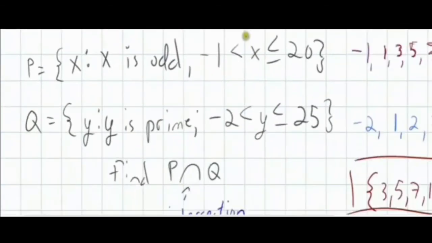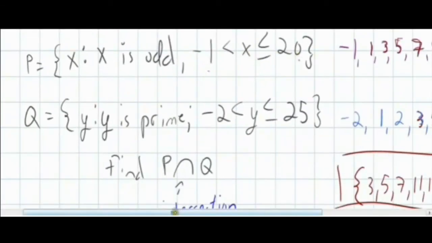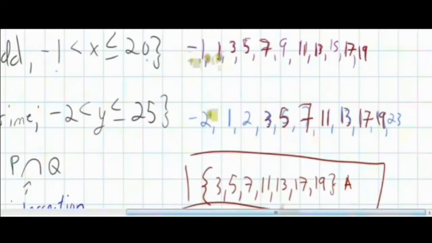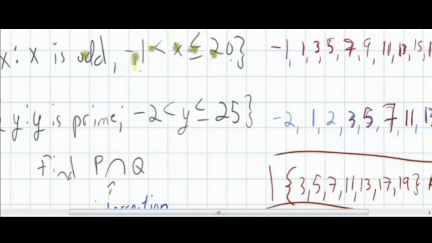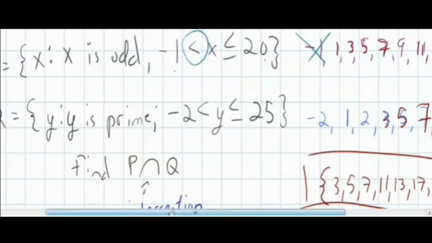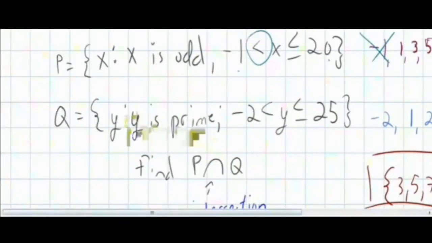So I've rewritten what they said. So here I have x is odd, and then it has to be somewhere between negative 1 and 20. So that means that your options are negative 1, 1, 3, 5, 7, 9, 11, 13, 15, 17, and 19. These are all the odd numbers that fit the criteria in here. Okay, and then except for negative 1, because it is not equal to. That one does not go in there.